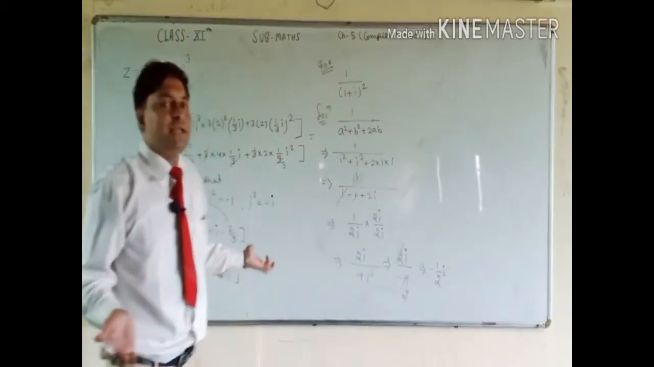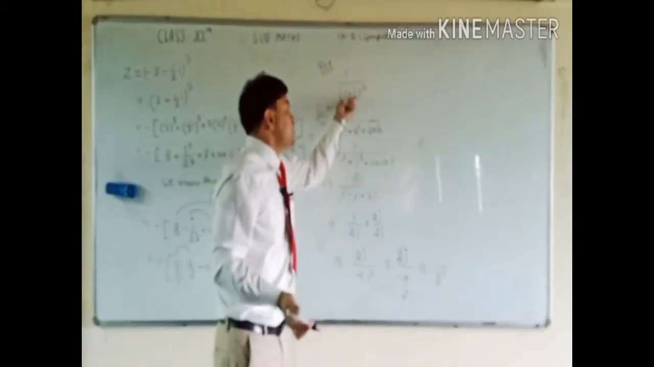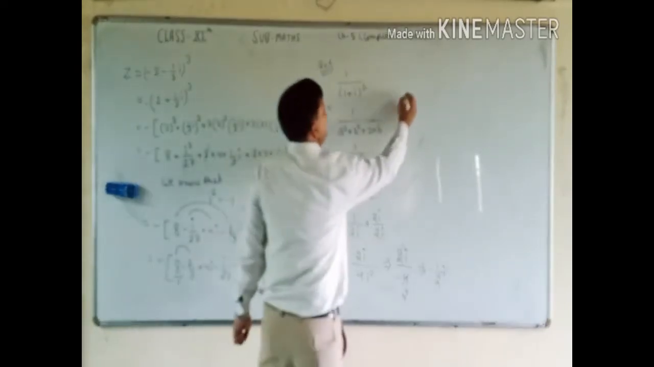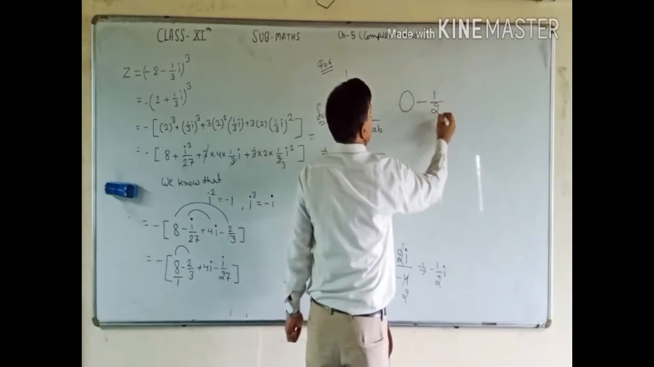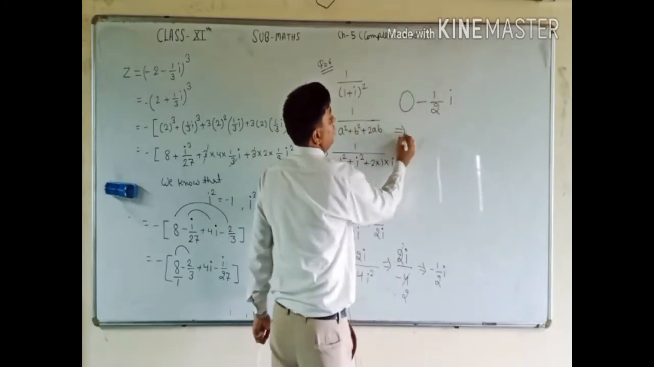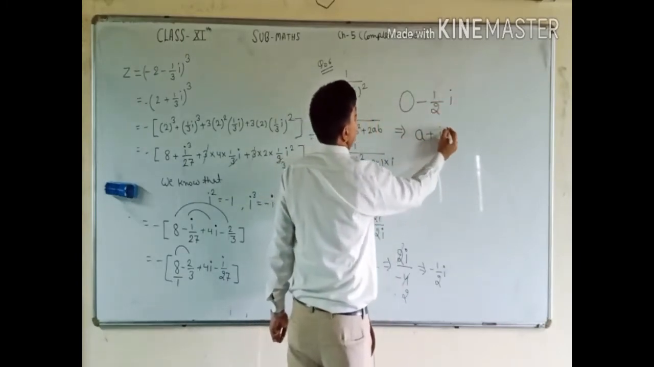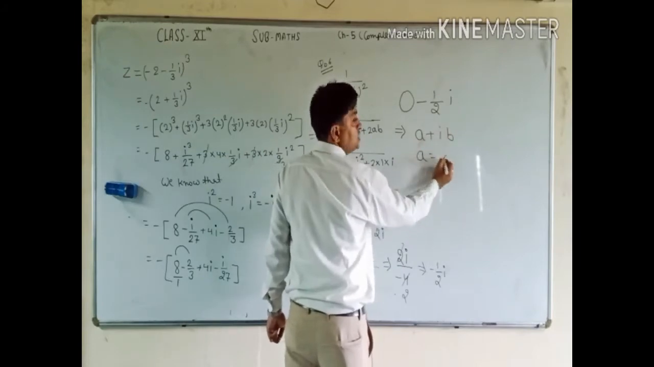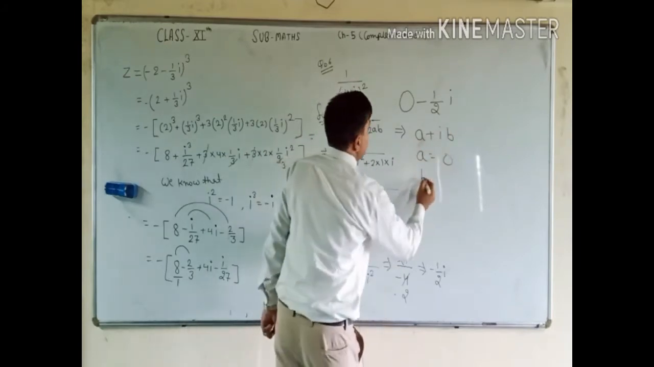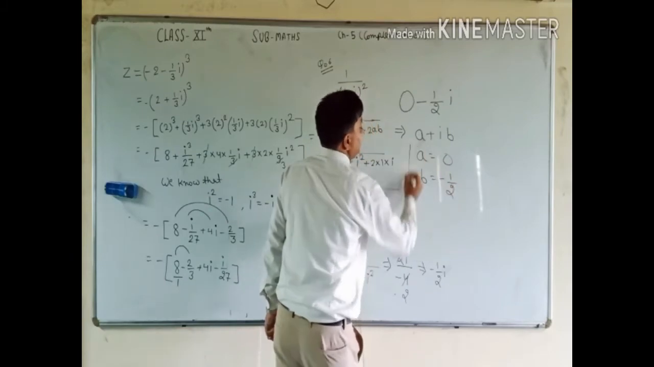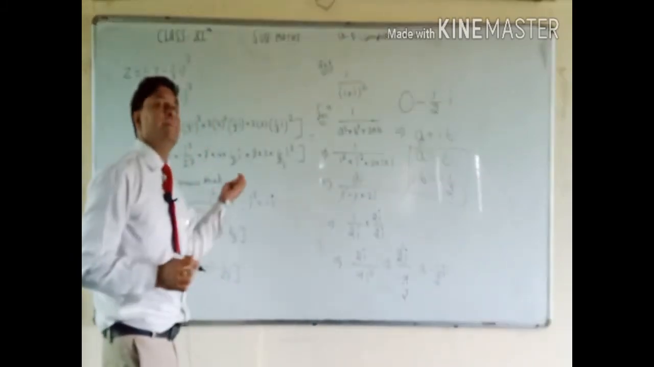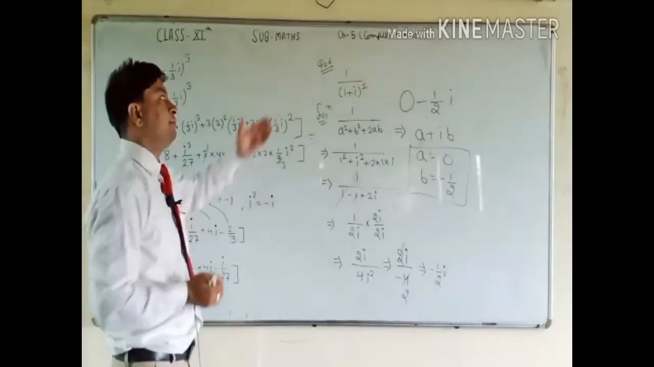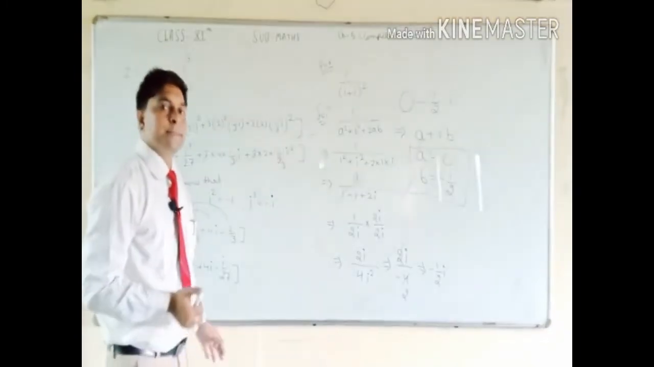We don't have real part in this question. So we use 0 plus minus 1 upon 2 iota. So it is in the form of a plus iota b. So a equal to 0 but b equal to minus 1 upon 2. Okay students, this is also a very important question of exercise 5.1.